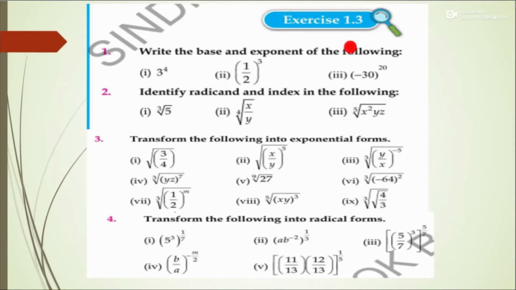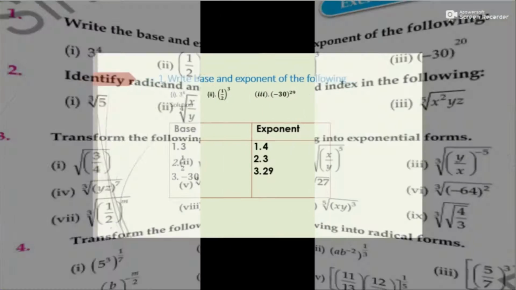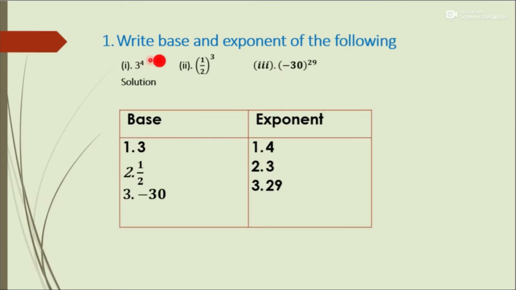Exercise 1.3, question number 1. Now write the base and exponent of the following. In question number 1, 3 is the base and the power of 3 is what we call the exponent. And in question number 2, 1 upon 2 is called the base and the power of 1 upon 2, which is 3, is called the exponent.